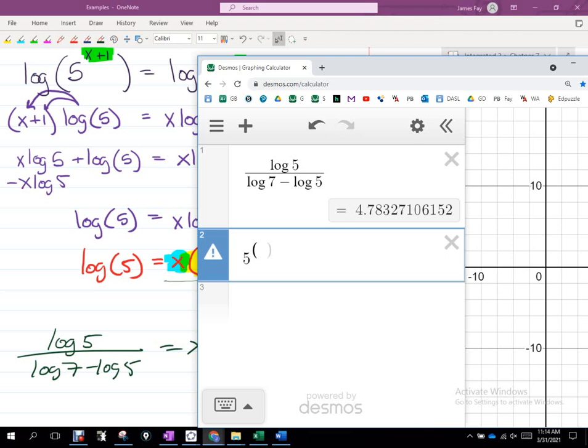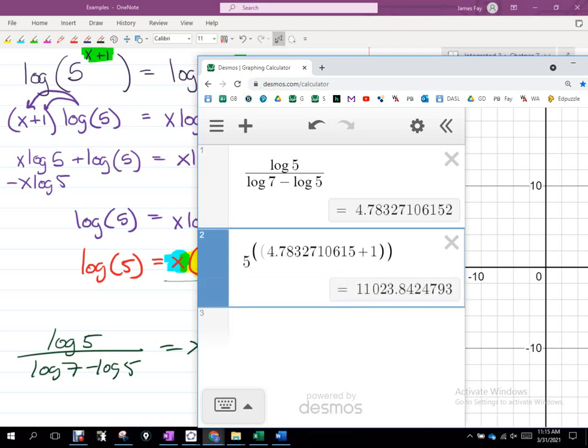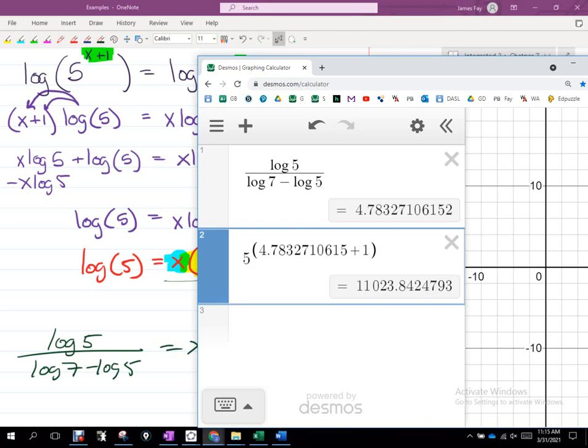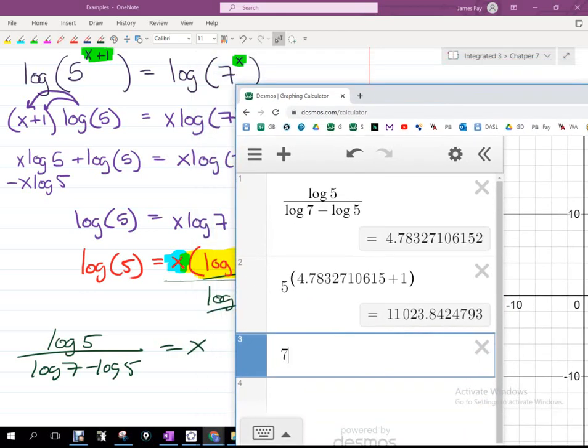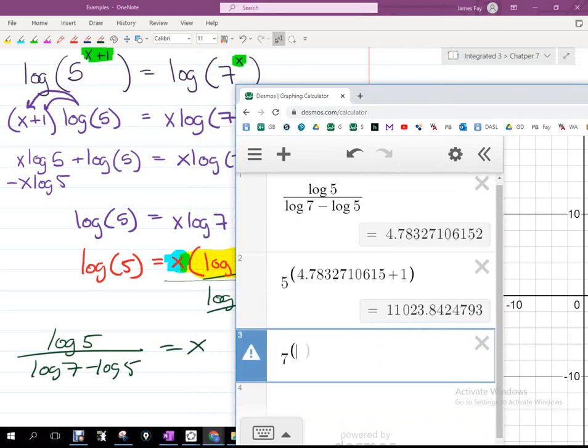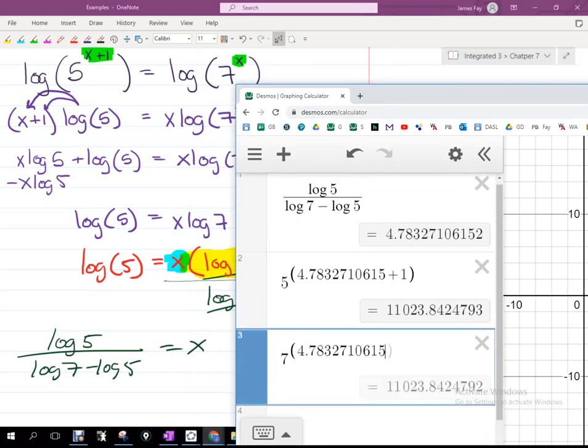But now what I'm going to do, I'm going to take the original 5 raised to the x plus 1, but now this is x. So I'll say that number plus 1. Okay, so that's the left-hand side. Does that give me the same thing as 7 raised to the x, which is now that number right there? Are these two things the same?